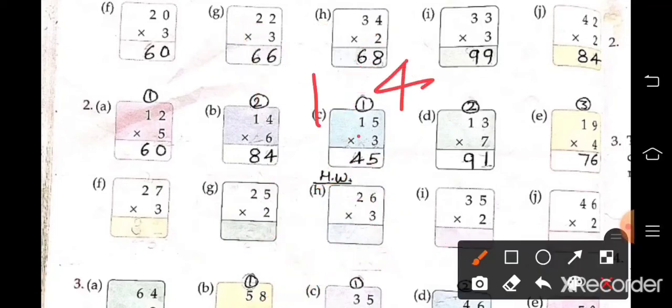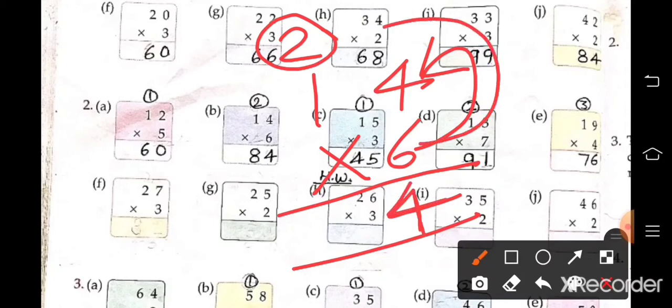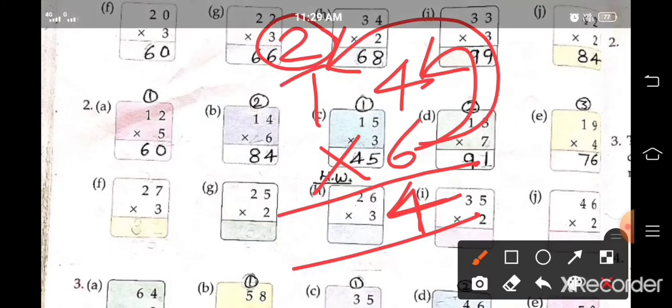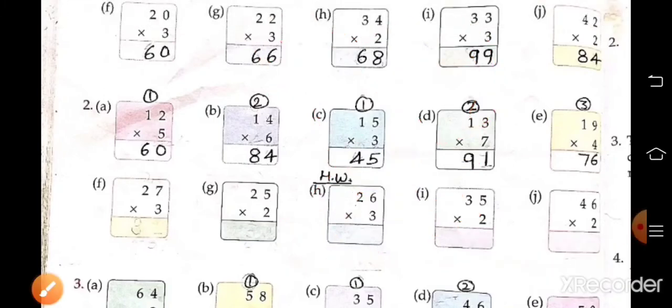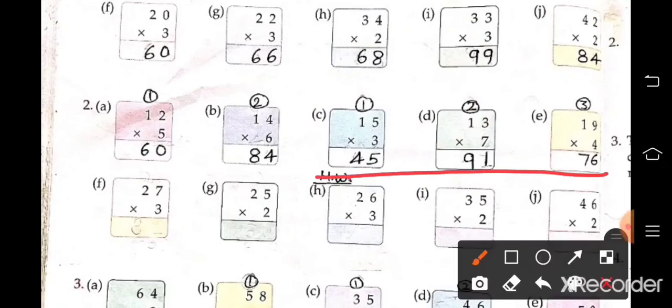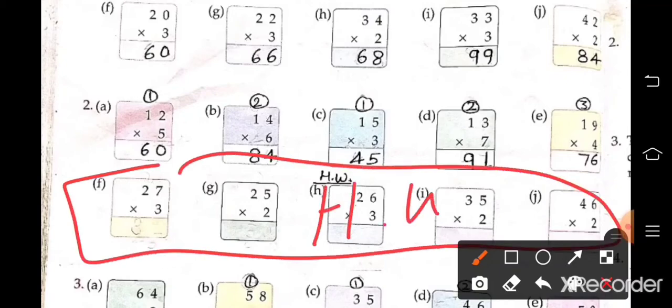Again 14 multiply 6. Read the table of 6, 4 times. 6 4s are 24. So write 4 here and carry 2 here. Now 6 1s are 6 and carry 2, 8. Okay, so like this we have to do these sums, and these are homework.